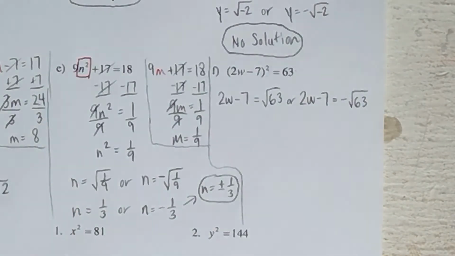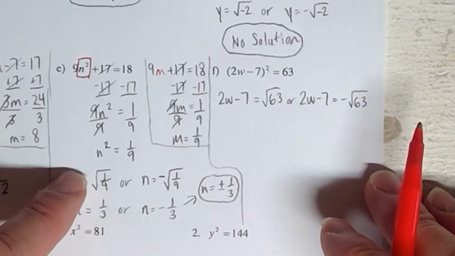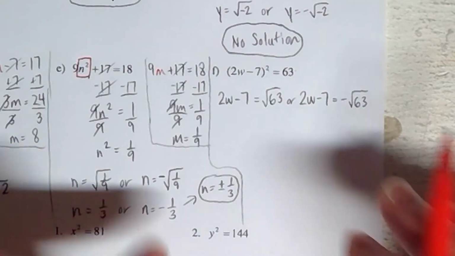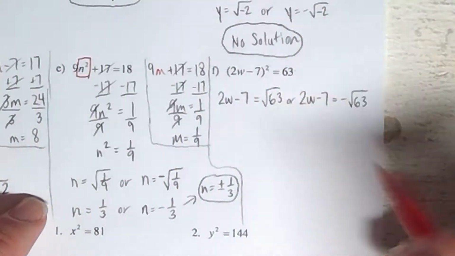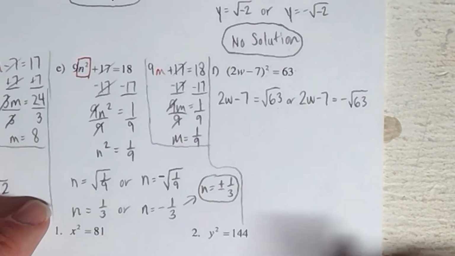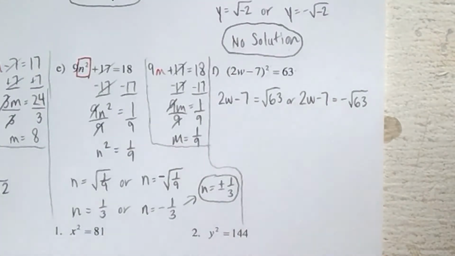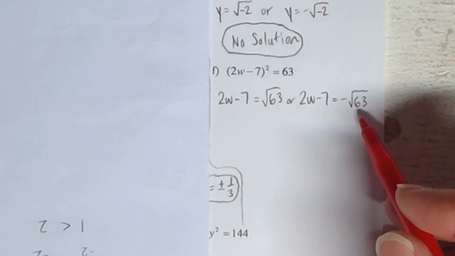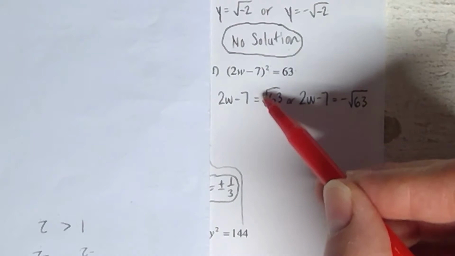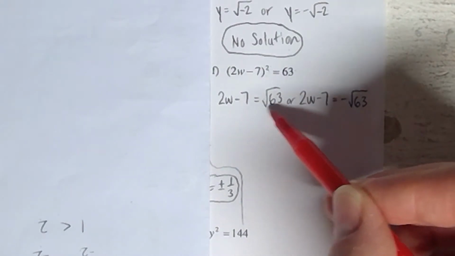Now here's the problem. We need to get the w by itself. Whenever we got rid of the exponent in the previous problems, the variable was already by itself, and we were almost done. Now it's not. But this is not as hard as it looks. Give me a chance to explain it here. I know that this looks weird because of the square root over here as well. But because that square root does not have a variable in it, there's no variable at all over here. It's just the square root of 63.